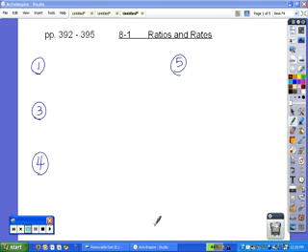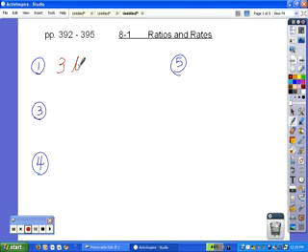Lesson 1 is about ratios and rates. A ratio is comparing one quantity to another. So if we look at the table for number 1, it says we need to compare music programs to art programs. There are 3 music programs and there are 10 art programs. So our ratio would be 3 to 10.